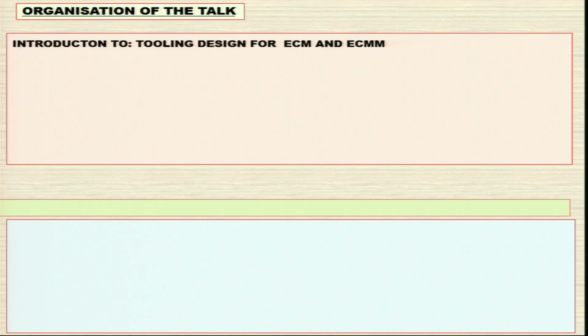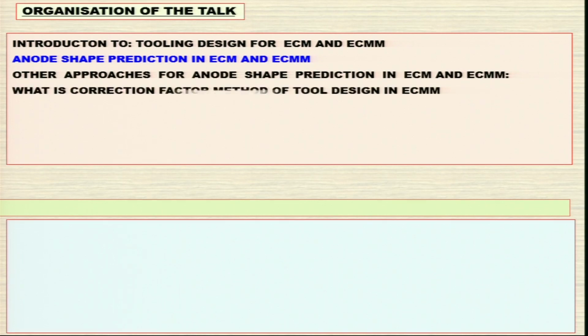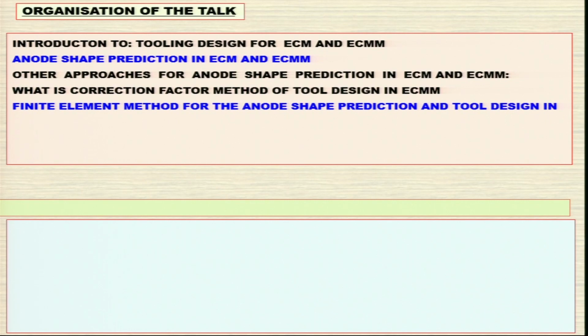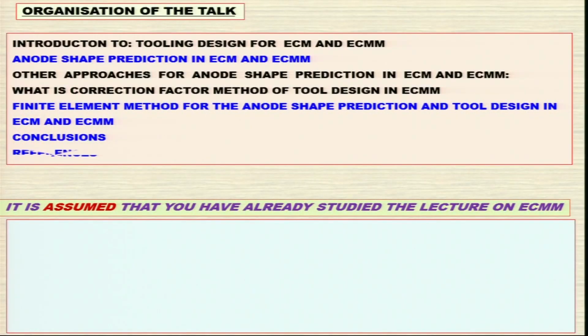Organization of the talk is as follows: Introduction to tooling design for ECM and ECMM, anode shape prediction in ECM and ECMM, other approaches for anode shape prediction in ECM and ECMM, what is the correction factor method of tool design in ECMM, and the finite element method for the anode shape prediction and tool design in ECM and ECMM. Now, it is assumed that you have already studied the lectures on electrochemical micromachining. Then I will talk about the conclusions, and some references are given at the end of the talk.